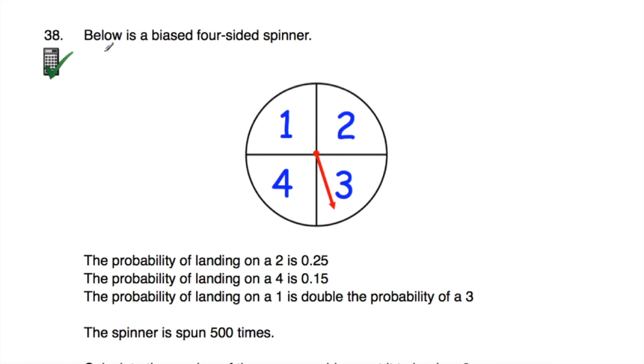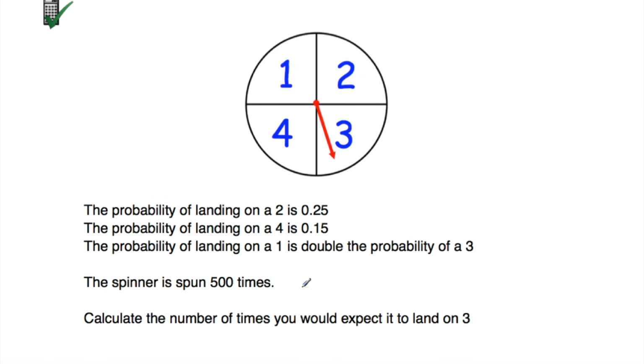So question number 38 says, below is a biased four-sided spinner, and it's got four sections, 1, 2, 3, and 4. And the probability of it landing on a 2 is 0.25. The probability of landing on a 4 is 0.15, and the probability of a 1 is double the probability of a 3. And we're told the spinner is spun 500 times, and the question says calculate the number of times you'd expect it to land on a number 3.